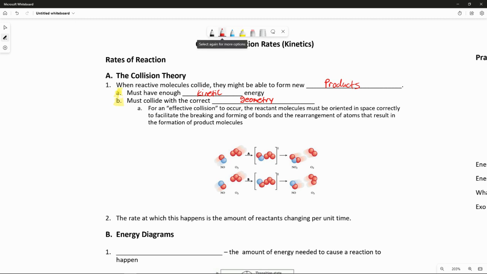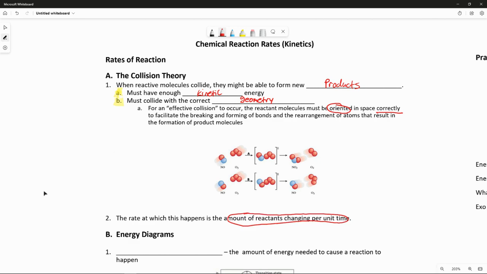For an effective collision to occur, the reactant molecules must be oriented correctly to facilitate the breaking and forming of bonds and the rearrangement of atoms that result in the formation of product molecules. The rate at which this happens is the amount of reactants changing per unit time.